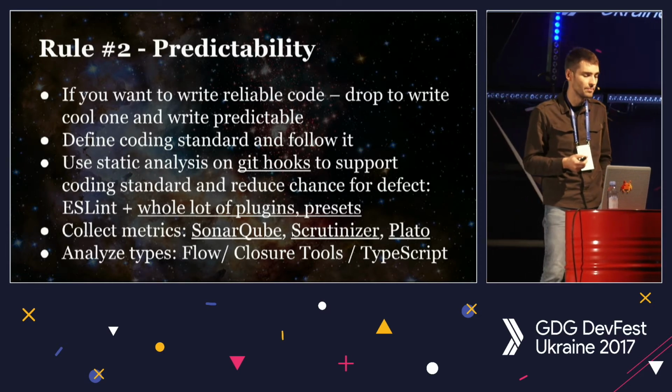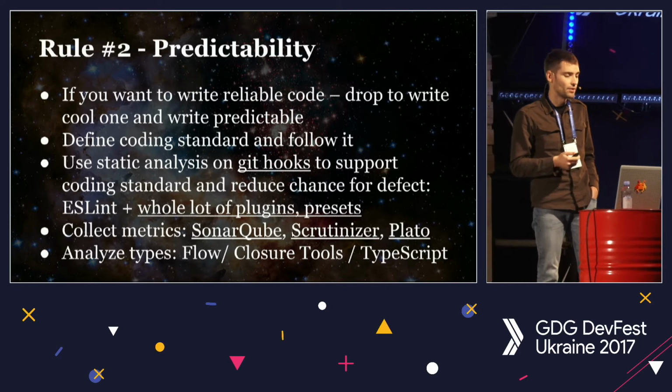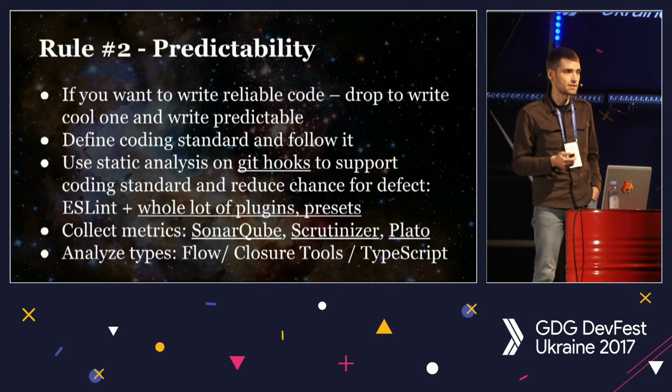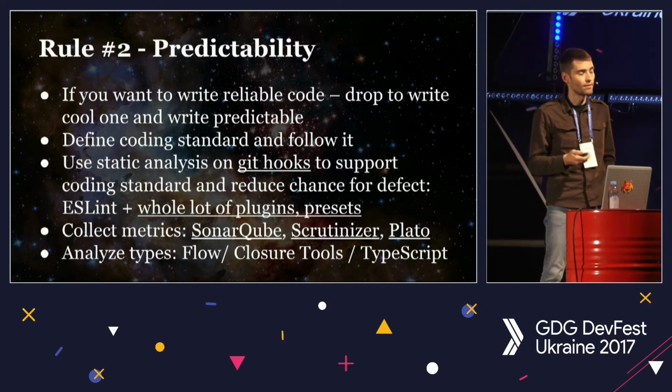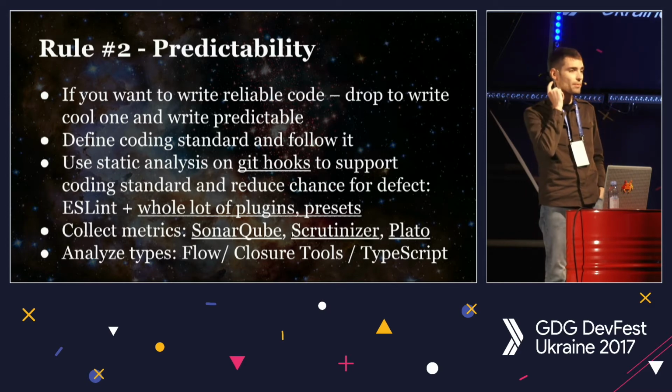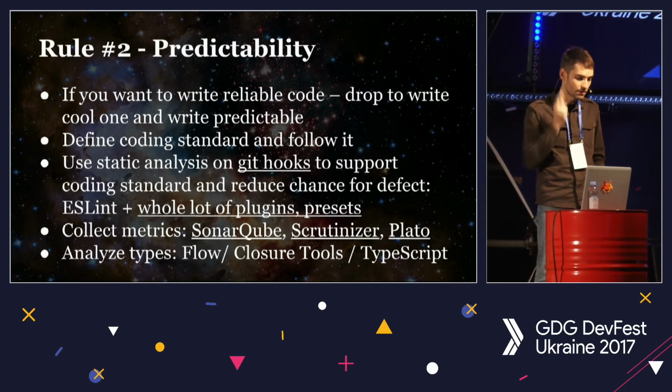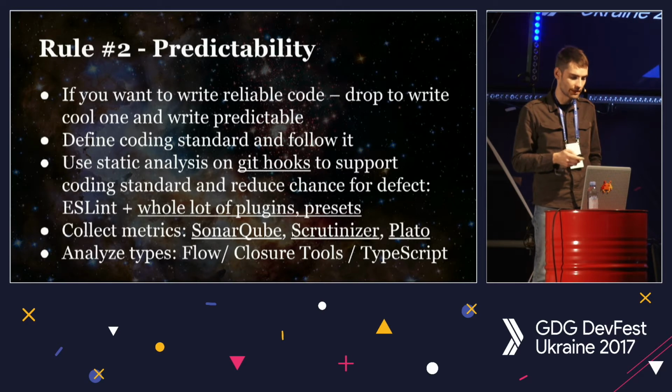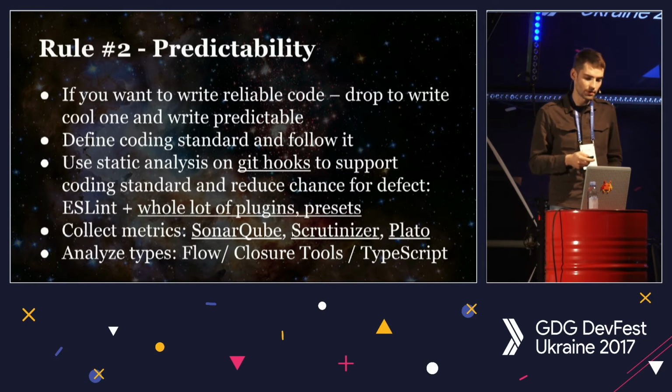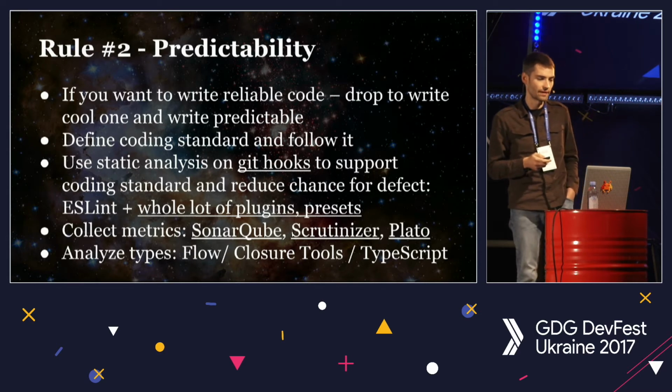That's clear. Be pragmatic. Define a coding standard and follow it. I think many big companies do, but for smaller companies, it might be a new thing. A coding standard is a must have. Use static analysis on Git hooks to support the coding standard and reduce the chance of defects.